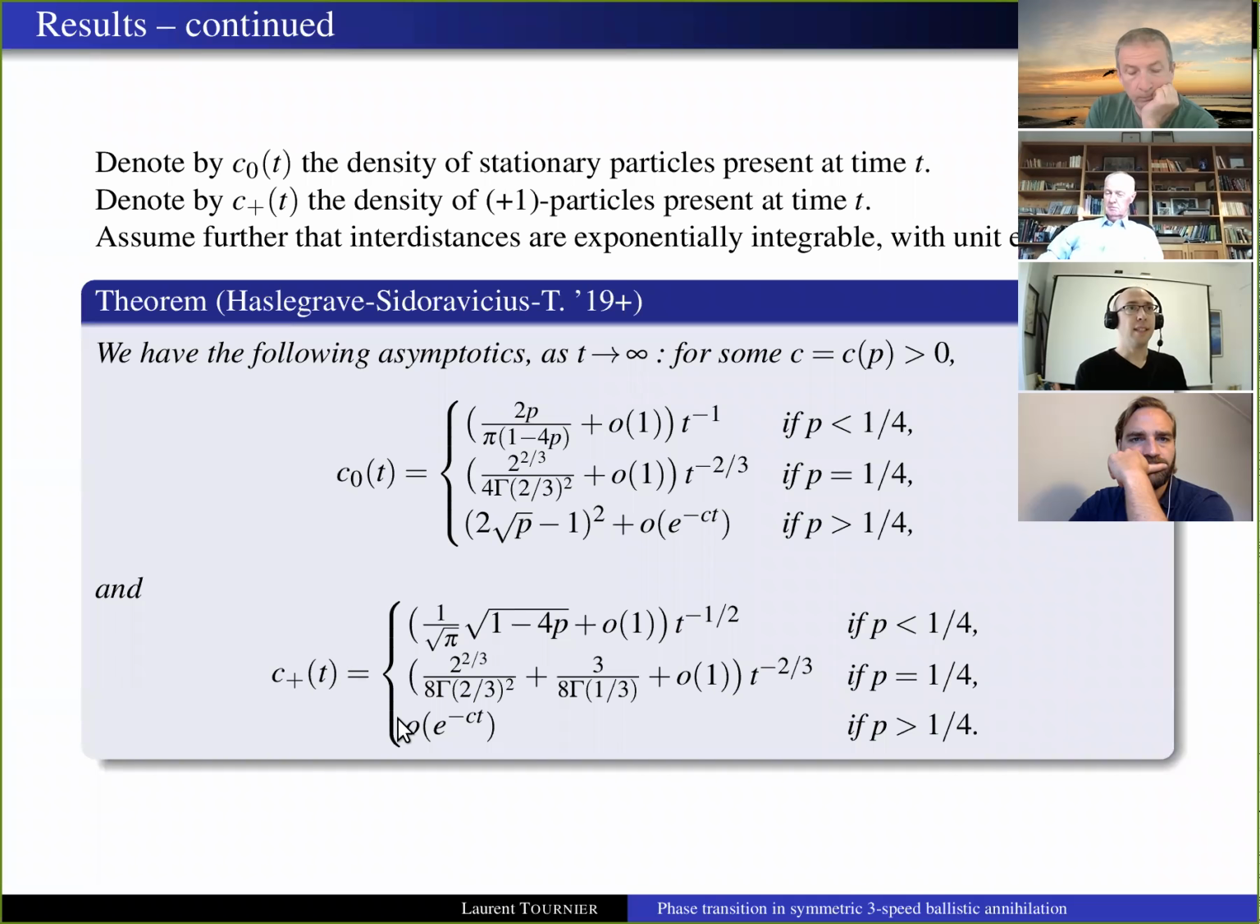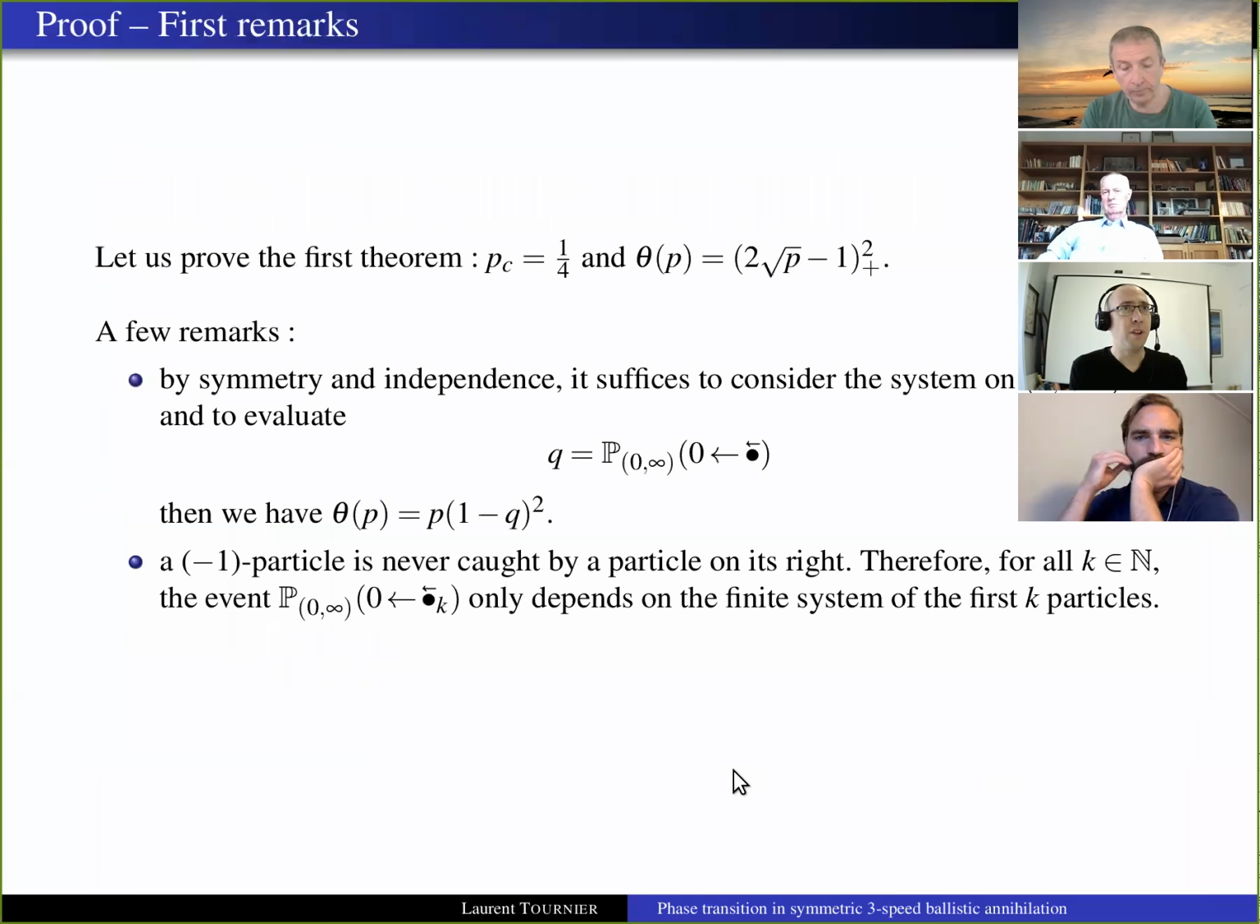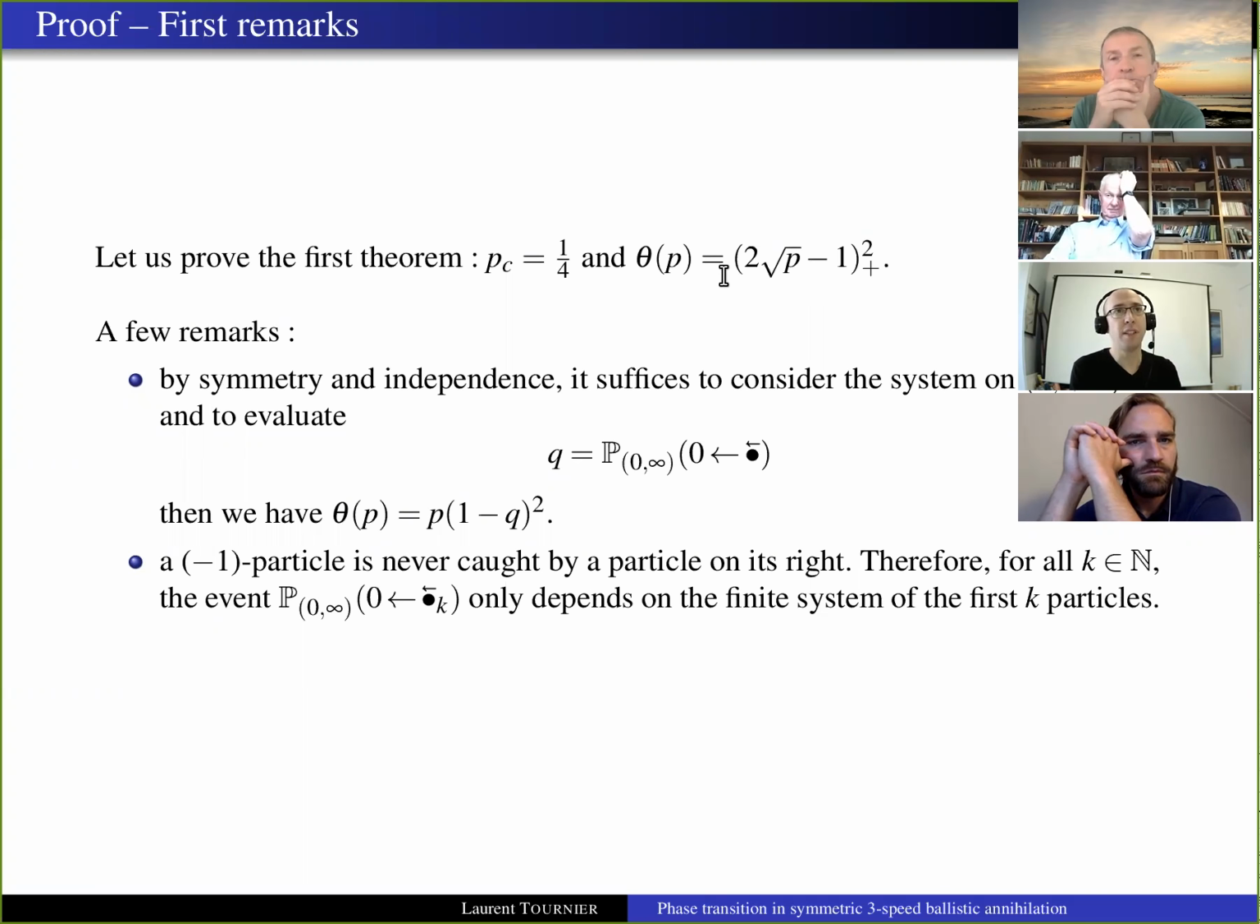All right. So in the second part of this talk, I'd like to give a sketch of the proof of this result, and discuss in particular the questions about universality, the fact that it doesn't depend on the distribution of interdistances. First, I will focus on the simplest result, the critical value 1/4 and the probability of survival, that is (2√p-1) squared, with the positive part. That means it's 0 if p is smaller than 1/4.